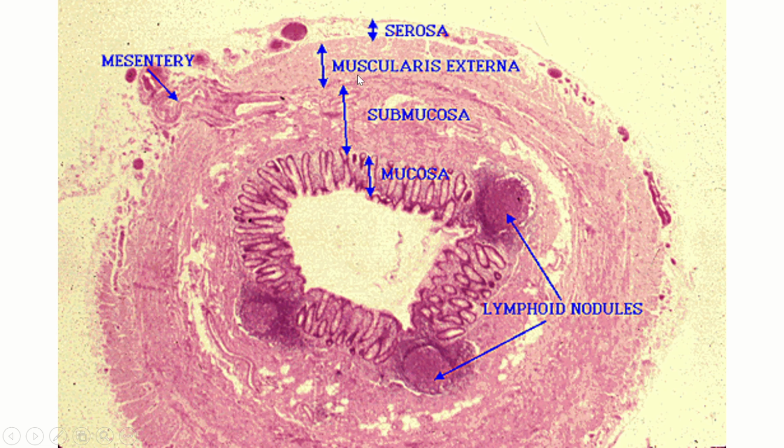Then we have a submucosa followed by muscularis externa, which again has 2 layers, inner circular and outer longitudinal layer, and then we have a serosa covering. Here you can see there is a mesentery. The whole appendix is covered by mesentery, which helps in passing of the blood vessels into the appendix.